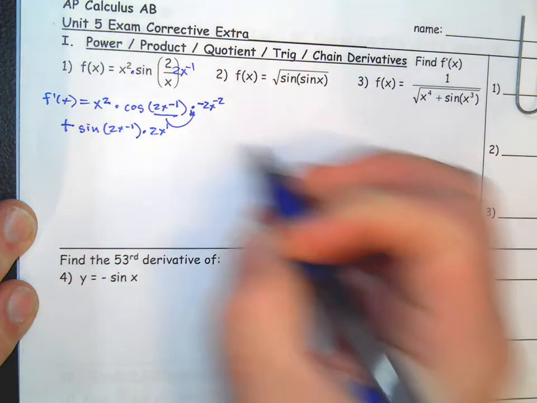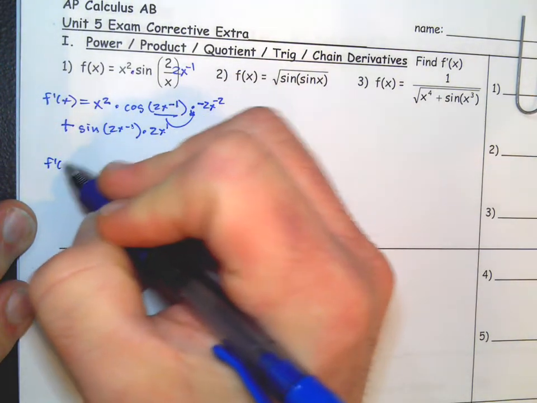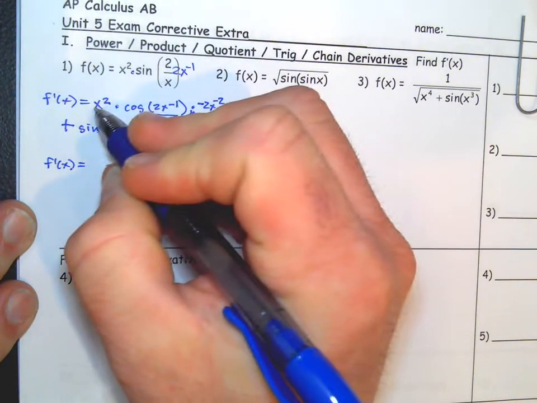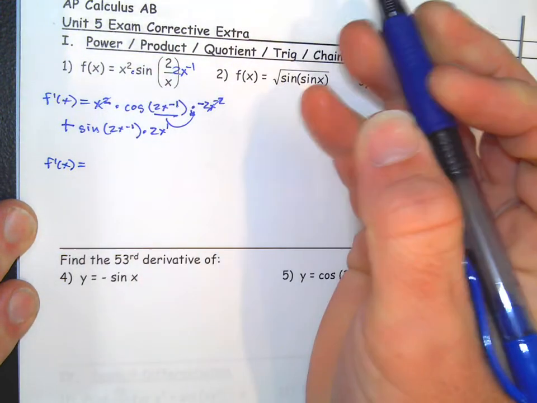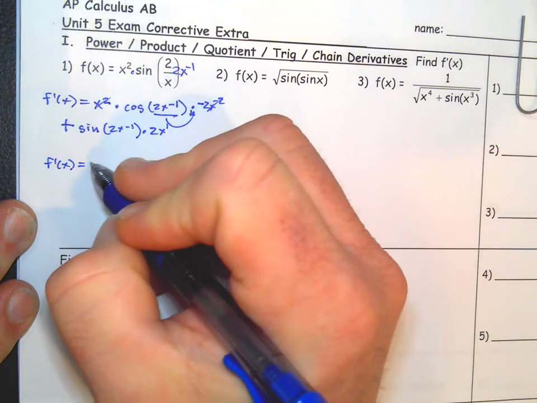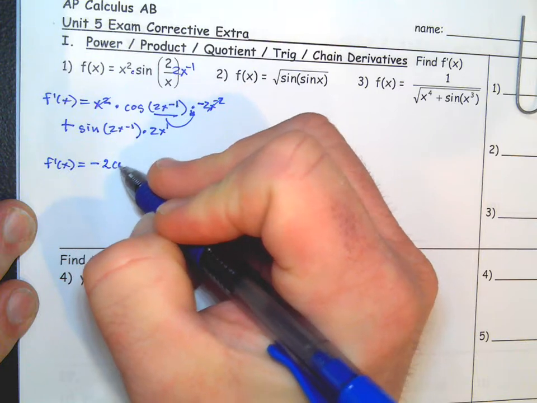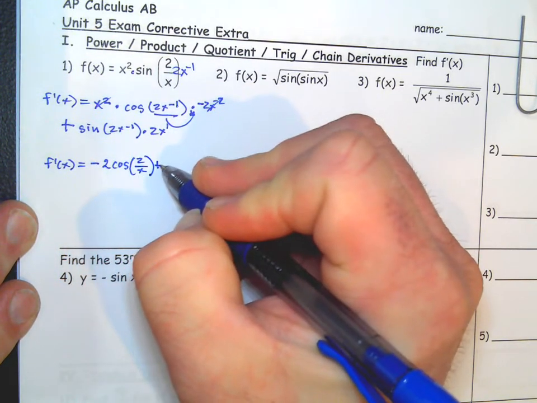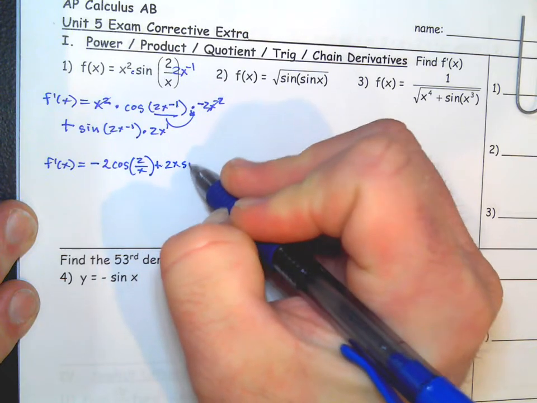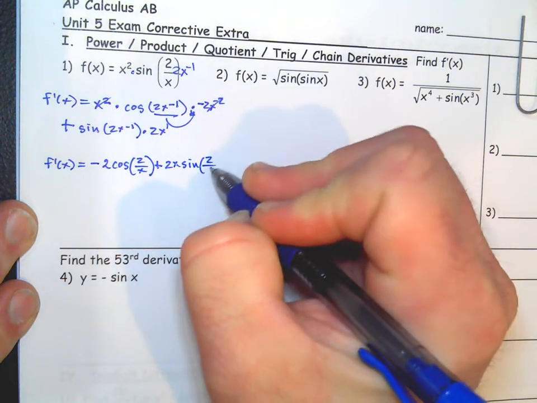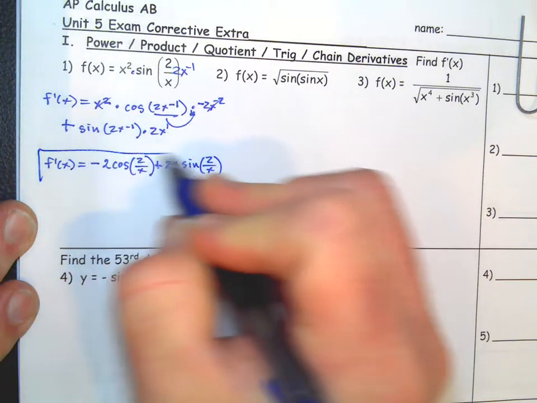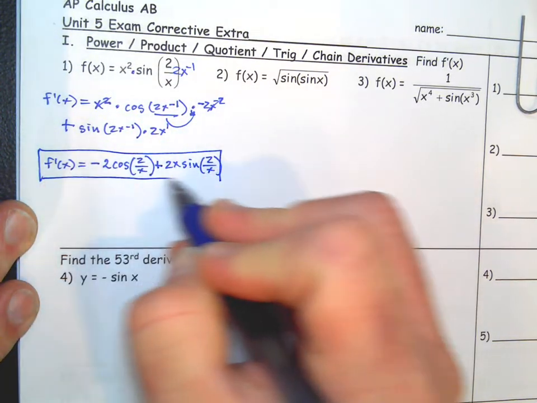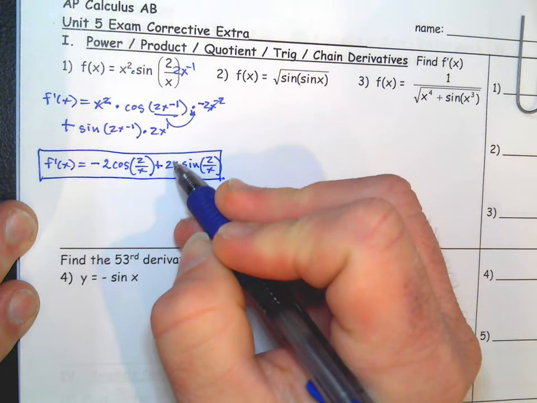So we're just going to rewrite this a little nicer. The x squared and the x to the negative 2 give you x to the 0, which is 1. So we can do negative 2 cosine of 2 over x, no negative exponents in my final answers, plus 2x sine of 2 over x. And all the other stuff should end up in front of the trig expressions just to look nice.